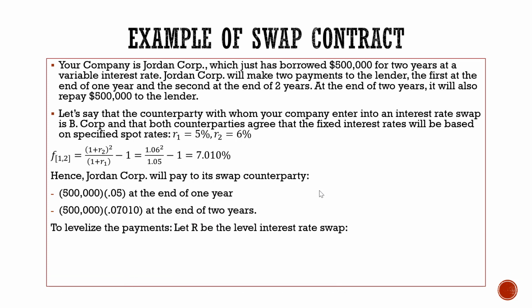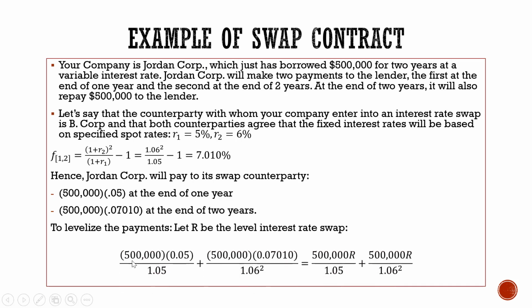To levelize the payments, here because the payment at the end of 1 year and the payment at the end of 2 years are different, we think about how to levelize the payment, that means make them equal. So let R be the level interest rate swap. We get 500,000 times 0.05 over 1.05 plus 500,000 times 0.07010 over 1.06 squared is equal to 500,000 R over 1.05 plus 500,000 R over 1.06 squared.